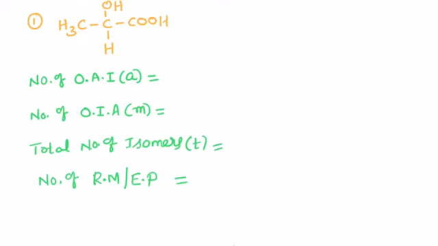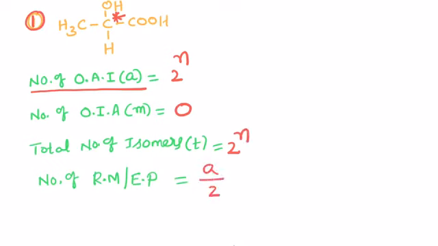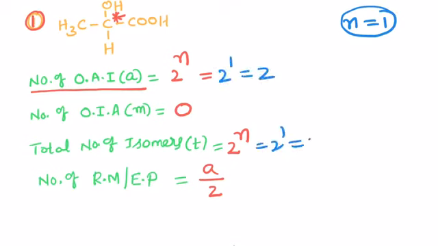Let us discuss some examples. First one, if you observe this molecule, it has only one chiral carbon and it is an unsymmetrical molecule. That's why, what is the formula? The number of optical active isomers is 2 power n. Meso compounds always 0. Total also 2 power n. And racemic mixture is A by 2, active isomers divided by 2. Here what is the n value? The n value equals 1. The number of chiral carbons is only 1. So 2 power 1 equals 2. Here also 2 power 1 equals 2.